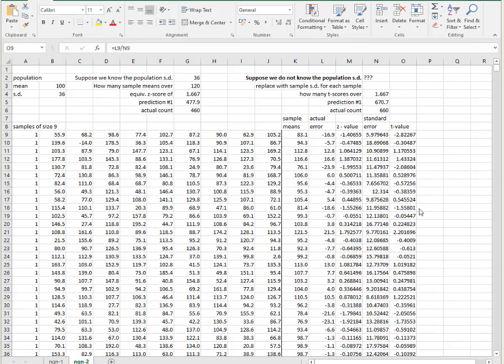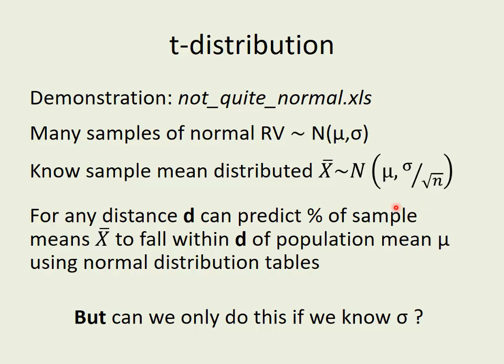So if we go back to the slide, we took many samples from the normal distribution. We know that the sample mean is going to follow this distribution, which is a normal distribution with the same expected value and the same standard deviation, except divided by square root of n. So in our case, that was square root of 9, which is 3. That's why we keep dividing by 3.